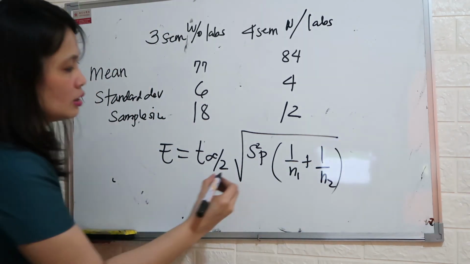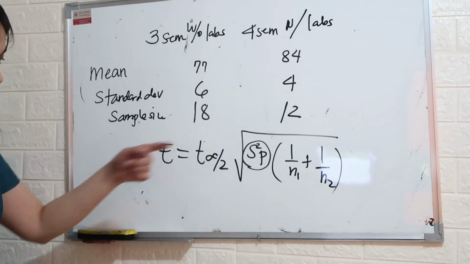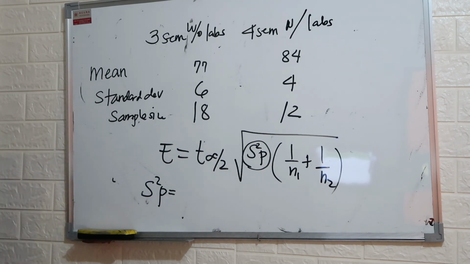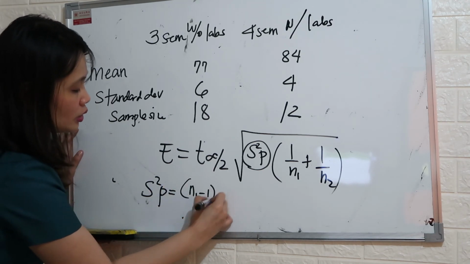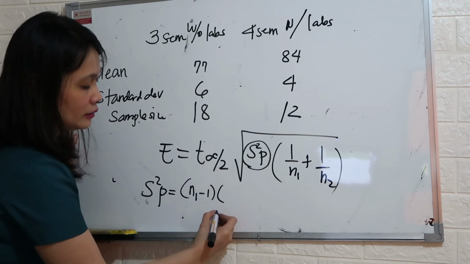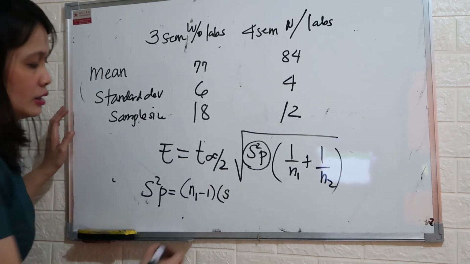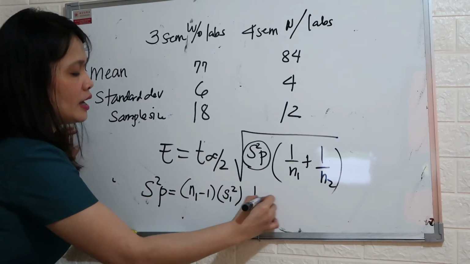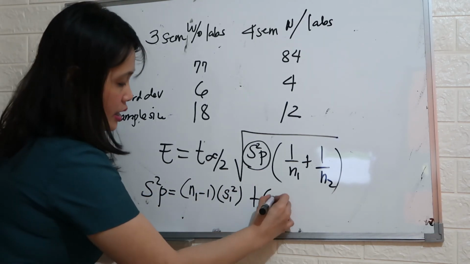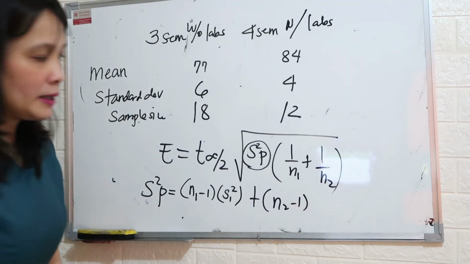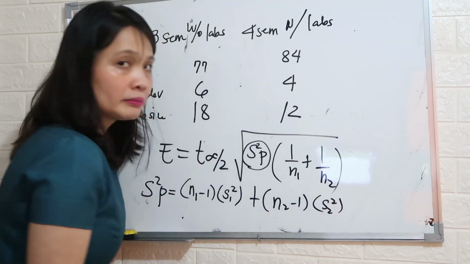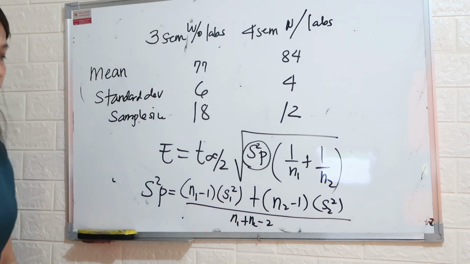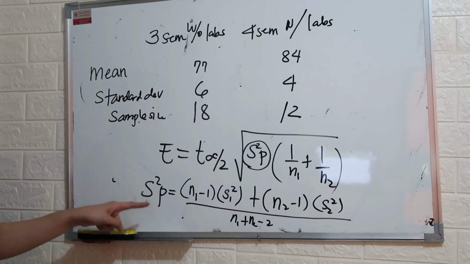But the question is, what is your S squared sub p? So you need to compute first S squared sub p. How do we solve for it? What's the formula? n sub 1 minus 1 multiplied by the first standard deviation squared, plus n sub 2 minus 1 multiplied by the second standard deviation squared, over n sub 1 plus n sub 2 minus 2. So what is your S squared sub p?